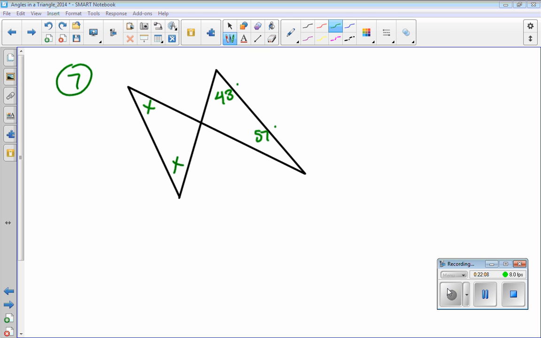I didn't get 83. I just got 80. I just got 80 as well. Is that what you got? Yeah. So 80. So I agree. This is going to be 80 degrees. And I'd write that on my picture. Okay, I agree. It is 80.